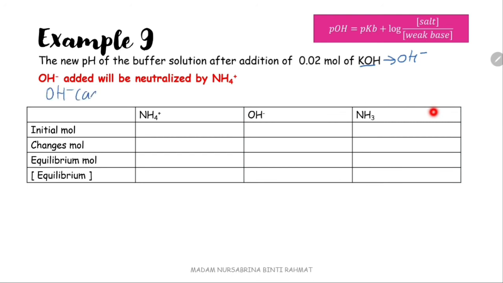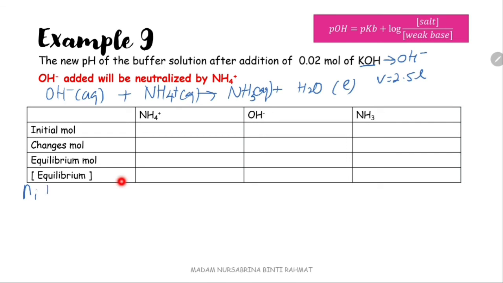Okay, so let's write down the chemical equation that is involved. From there you know which one is producing and which one is being used up throughout the reaction. So we're going to use our ammonium ion and we're going to produce our ammonia. They only give you the molarity of your ammonium ion as well as your ammonia and the final volume of the solution, which is 2.5 liter. So that means you need to calculate first the initial moles of your ammonium as well as ammonia.